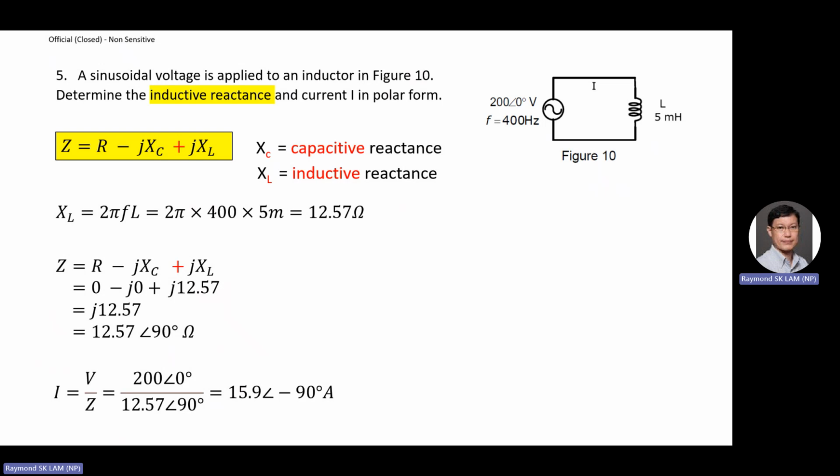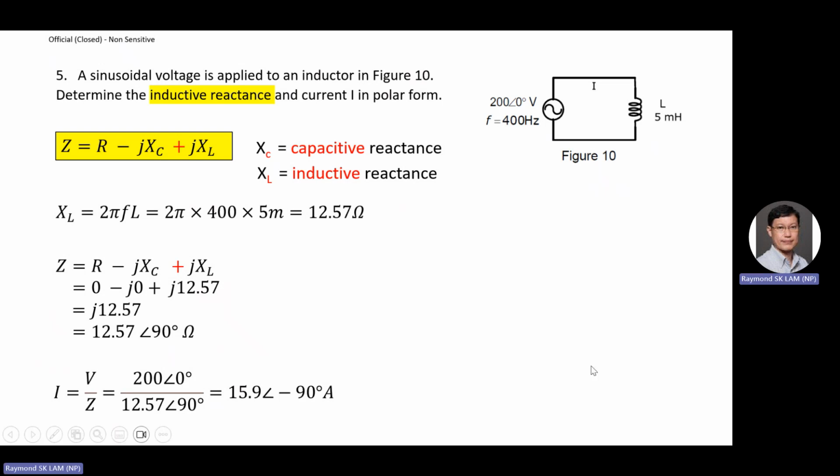Then next step, we apply Ohm's law. I equals V divided by Z. V is given as 200 with the angle of 0 degree. In an AC circuit, the voltage and current are represented using complex numbers, so it's 200 volt with the angle of 0 degree. And then the Z, you just substitute here. Finally, how to do the division?